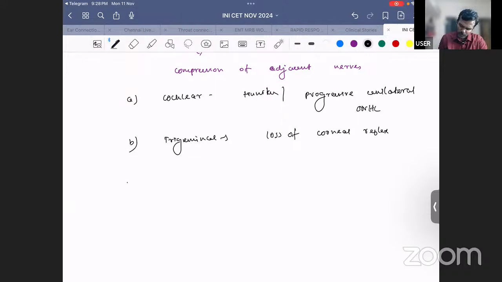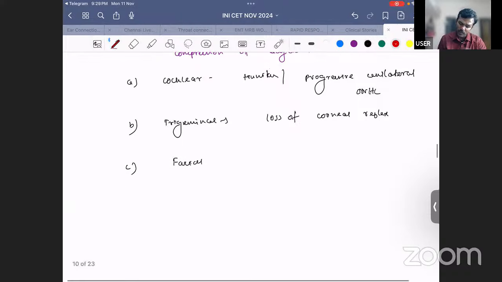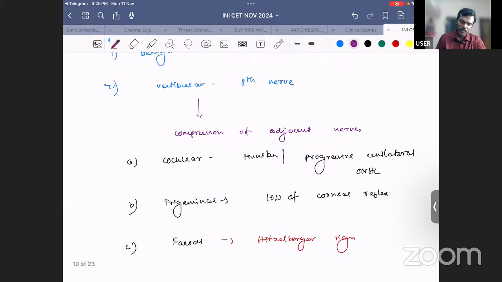If it affects the facial nerve, it is called Hitselberger sign, loss of sensation over the posterior superior canal. Finally, it will cause vertigo also, which is not an acute vertigo, it's a chronic vertigo, as it involves the vestibular nerve. Arising from the Schwann cells of the vestibular division of the eighth nerve, it is called a schwannoma.